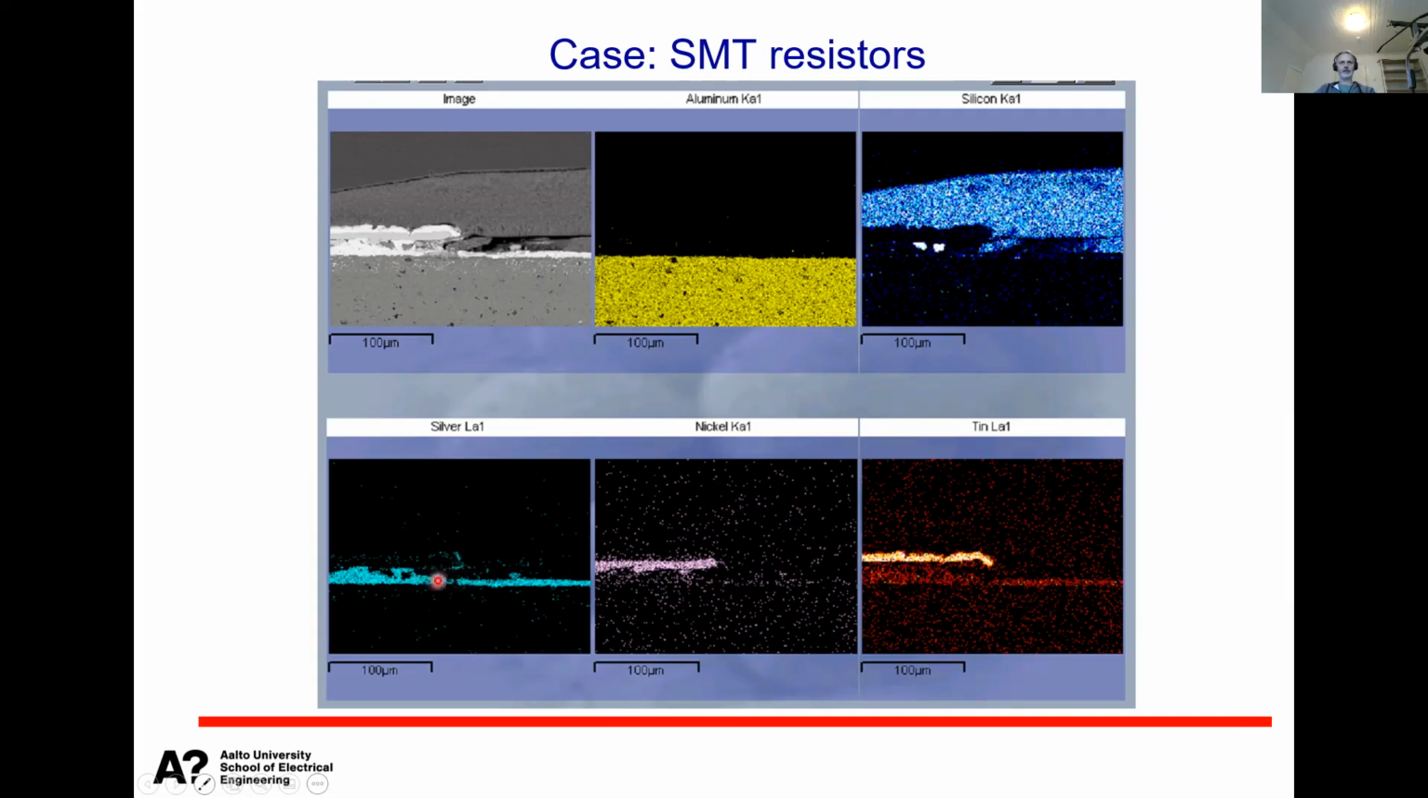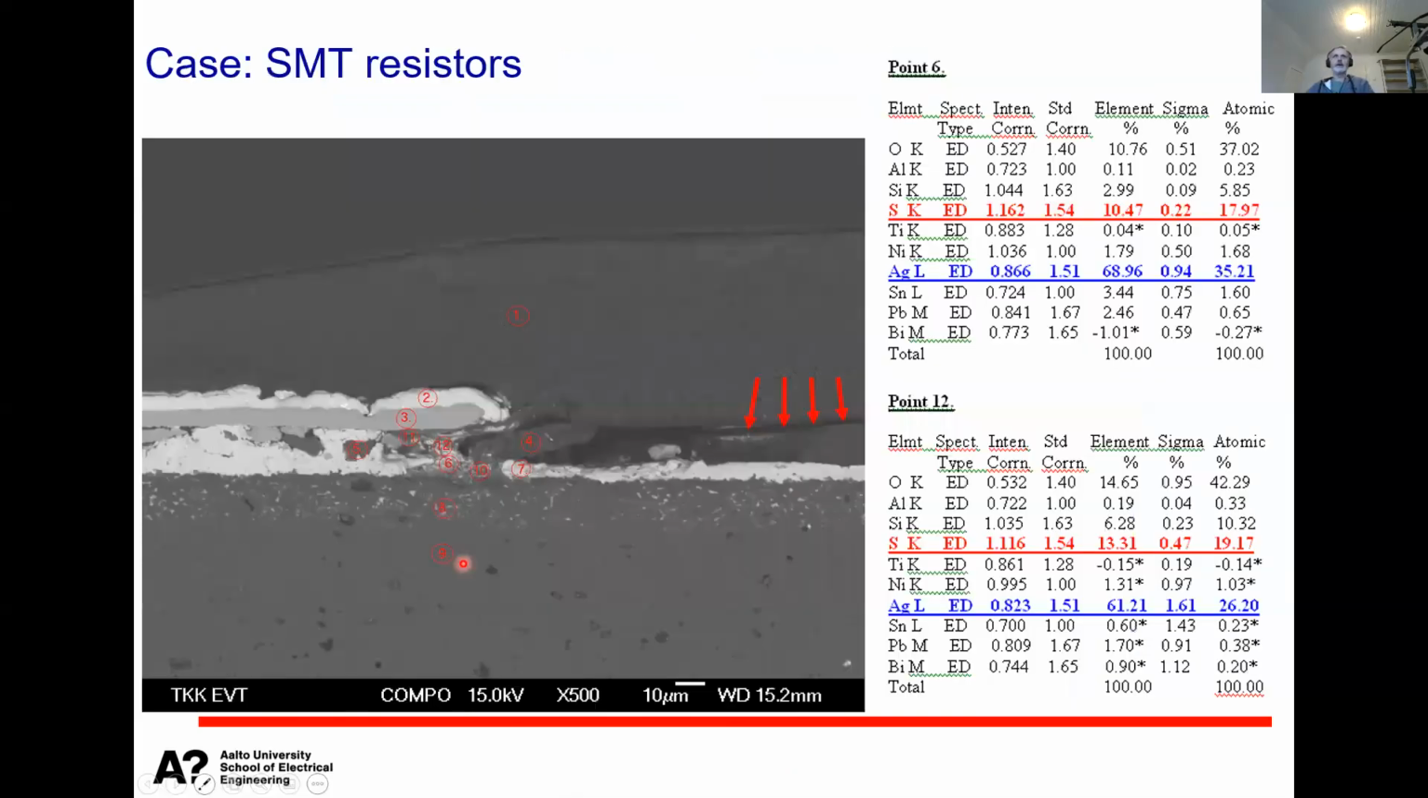The silver is not continuous. So if we think that we should have electrical contact from here to here, and then from here to here to the component, then this looks a little bit suspicious. And when we took a little bit more analysis on that part where the silver was not continuous, I have here 2-point analysis, 6 and 12.